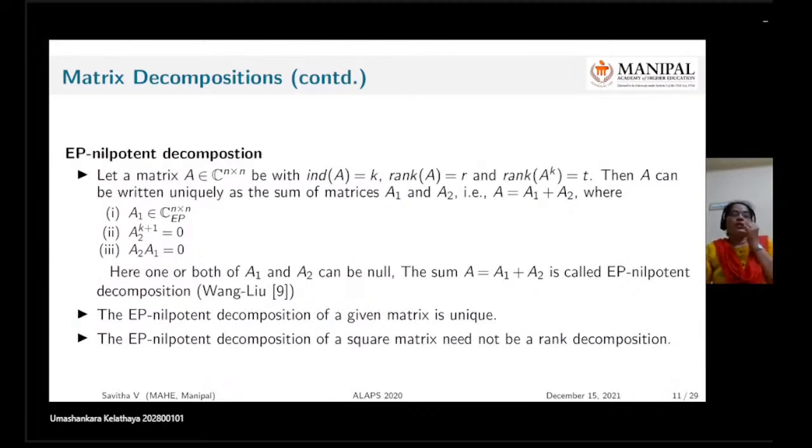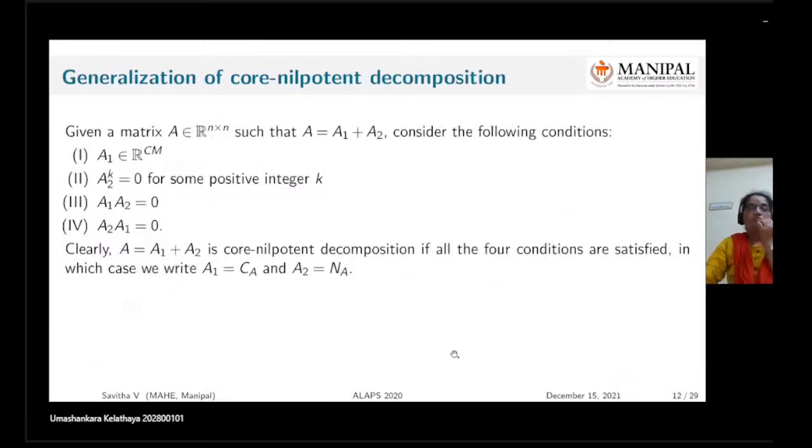Next we come to the EP nilpotent decomposition. Let a matrix A belong to C n by n with index equal to K, rank A equal to R, and rank A to the power K equal to T. Then A can be written uniquely as the sum of matrices A1 and A2, where A1 is an EP matrix, A2 to the power K plus 1 equals 0, and A2 A1 equals 0. Here one or both of A1, A2 can be null. The sum A1 plus A2 is called the EP nilpotent decomposition. Further, this EP nilpotent decomposition of a given matrix is unique, but it need not be a rank decomposition.